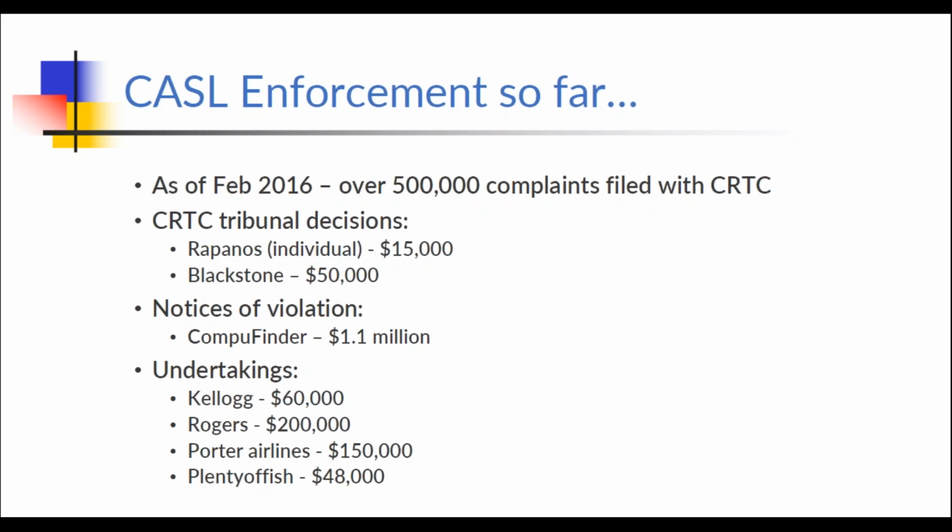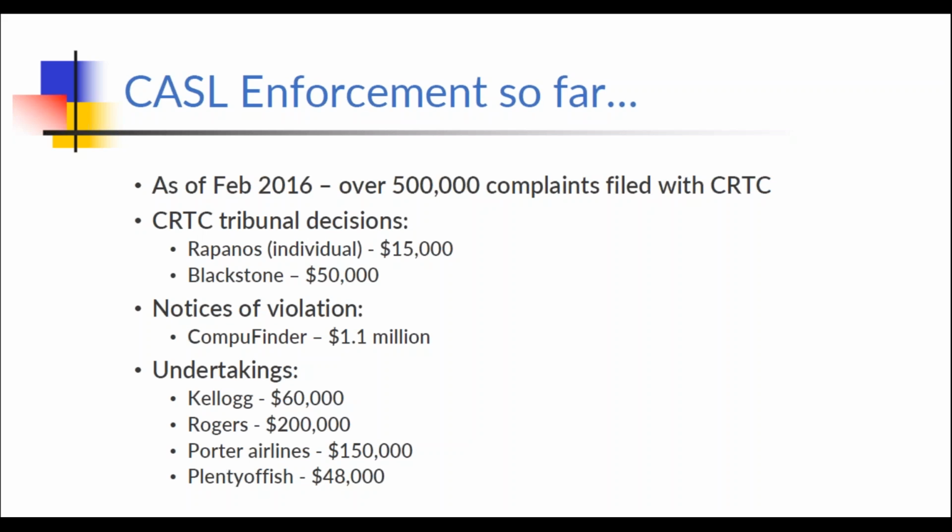And then there are the undertakings. Undertakings are essentially settlements, agreements by the companies or the individuals or organizations that were found to be in violation of CASL, and the CRTC. So they come to some form of settlement, and then they agree to make it public.